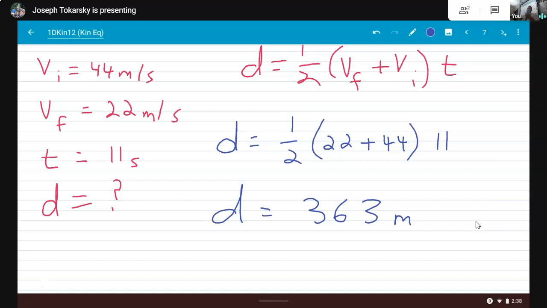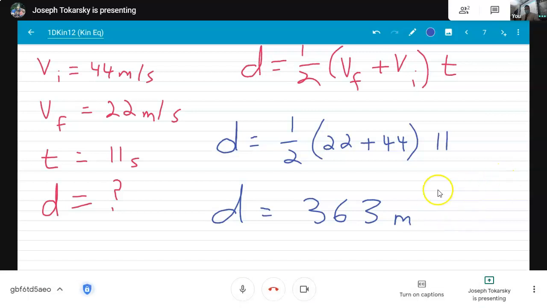This one didn't have true division. I guess technically one half, you could consider that. But basically, you could also use 0.5 as a half if you're worried about cutting a fraction. But as long as you got 363, you're fine.